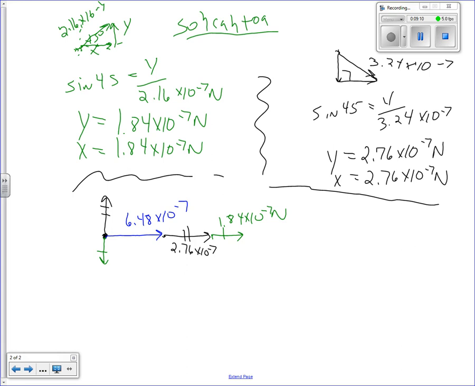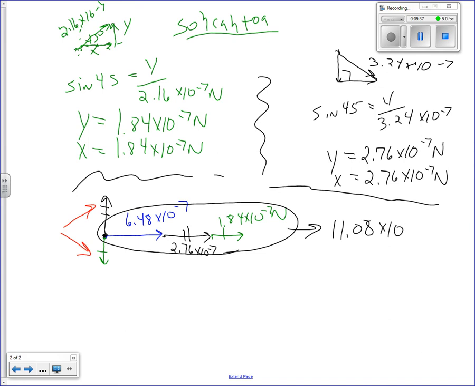So now what we got to do is turn this into one gigantic triangle. So we got to add these together, and we're going to subtract these two right there. So when you add these top three together, because they're all in the same direction, you get 11.08 times 10 to the negative 7th newtons. And then if you combine those two together, subtracting them, you get 0.92 times 10 to the negative 7th, like so.